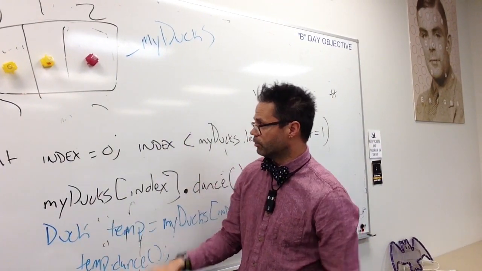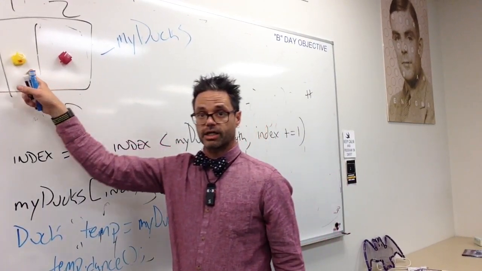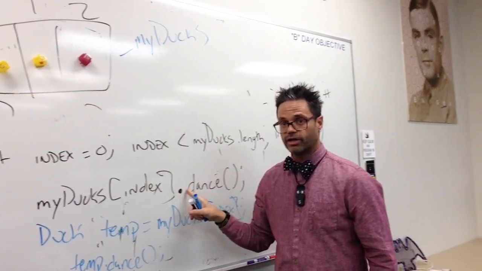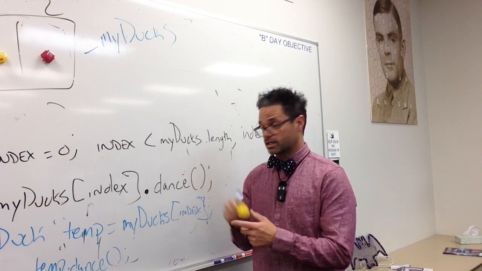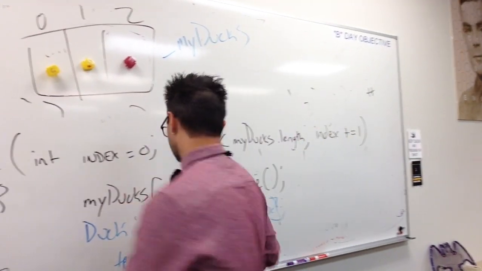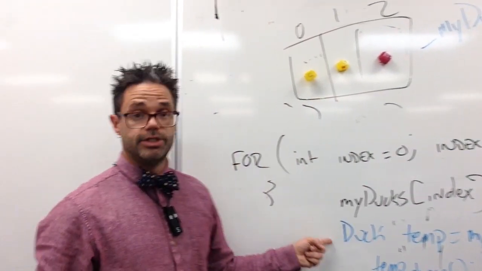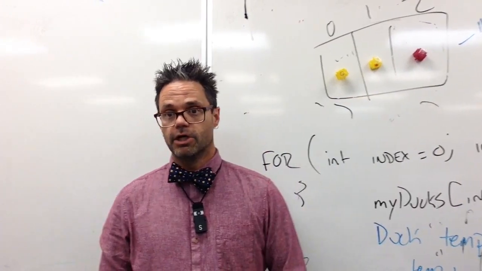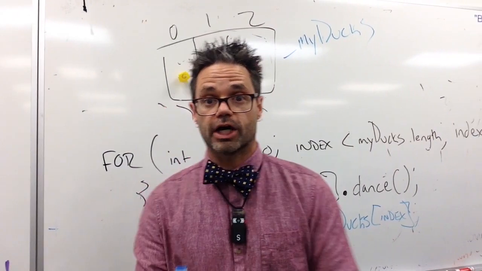And then I exit my loop. Index goes up by 1. I then refer to the second duck in my loop at index 1. I grab that duck out of it. I tell it to dance. Or I say duck temp equals my duck subindex, and I tell it to dance. And I repeat that process. So this line right here, my duck subindex.dance, is equivalent to duck temp equals my duck subindex, and then temp.dance.